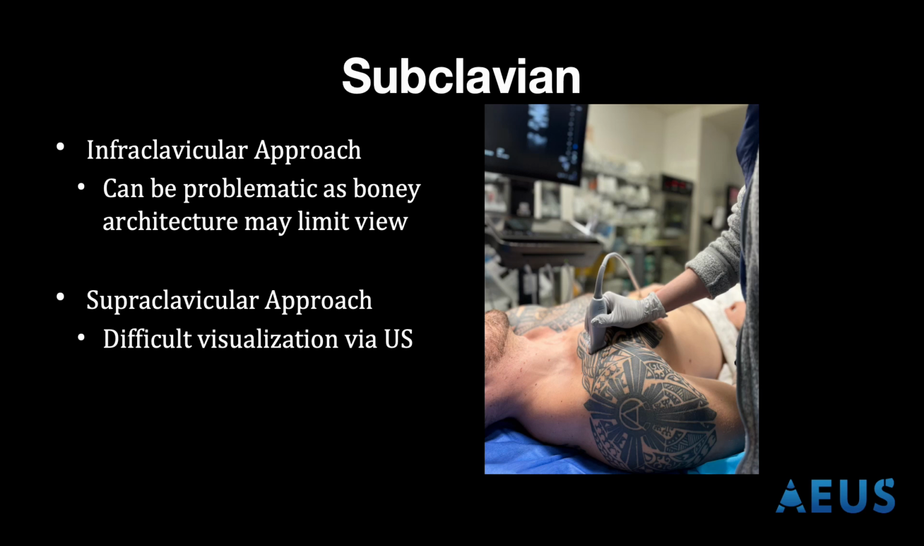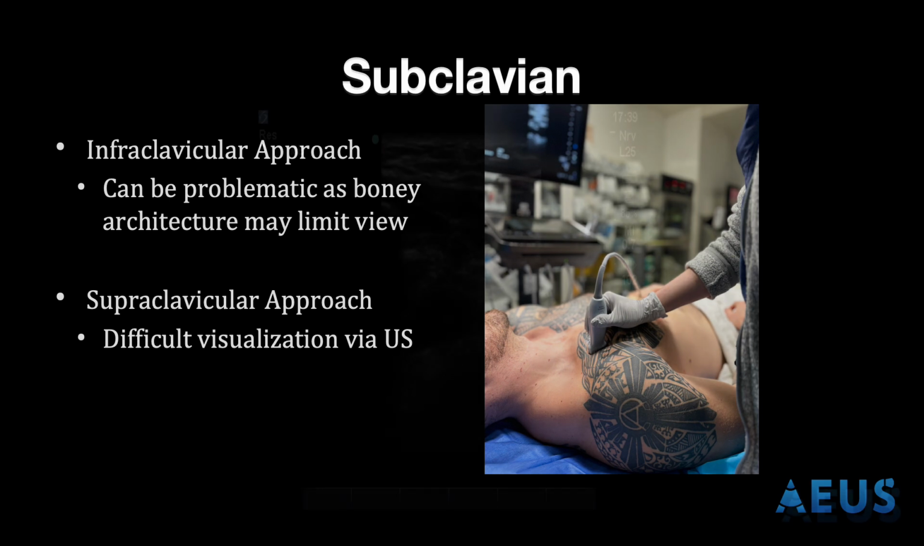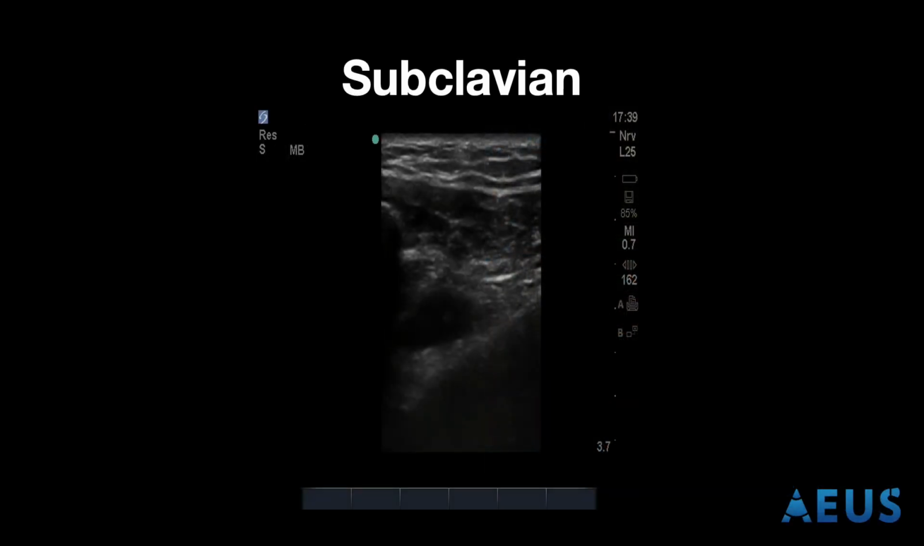The subclavian vein is not traditionally thought of as accessible via ultrasound guidance. However, this may be a viable alternative in a select number of patients. Through the infraclavicular approach, the ultrasound probe is placed with the marker towards the patient head. And this will allow you to see the subclavian vein in cross-section just below the clavicle.